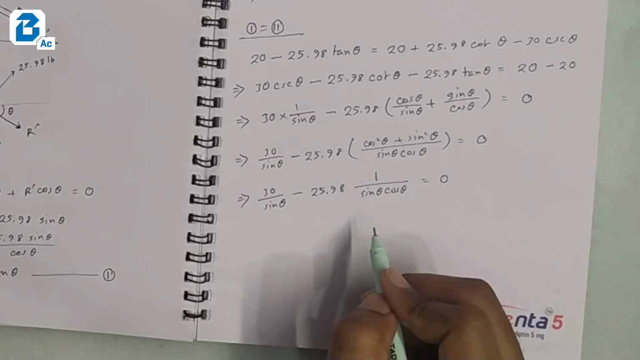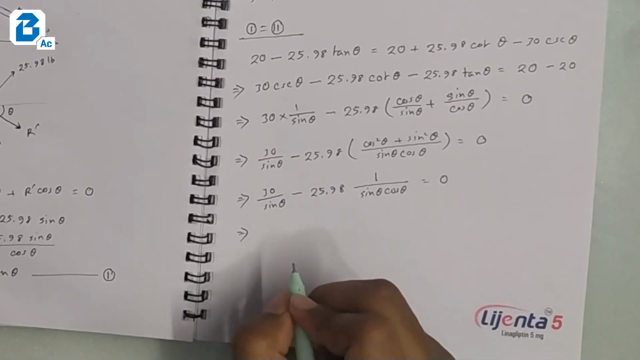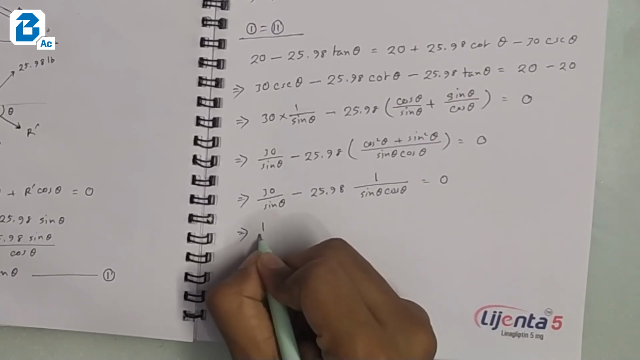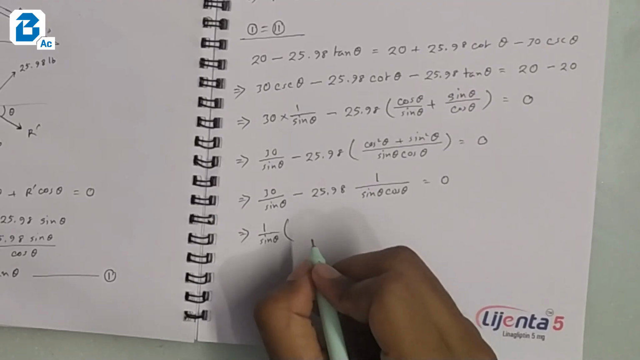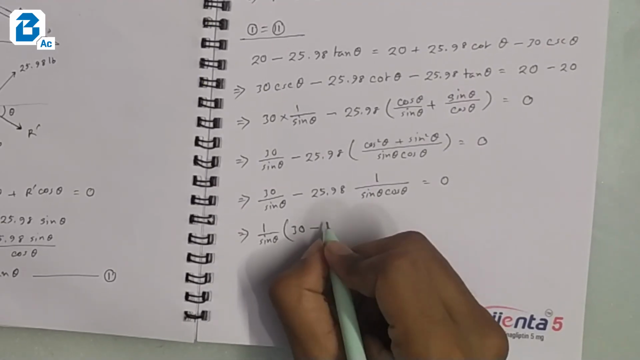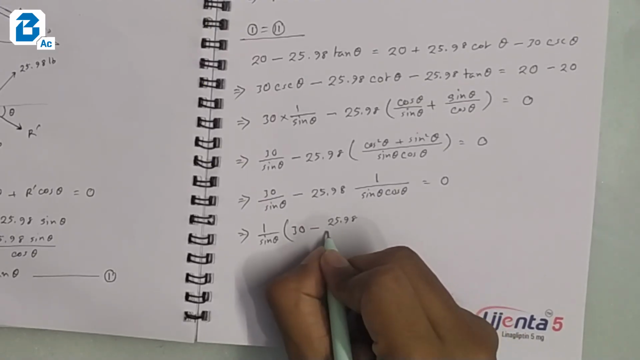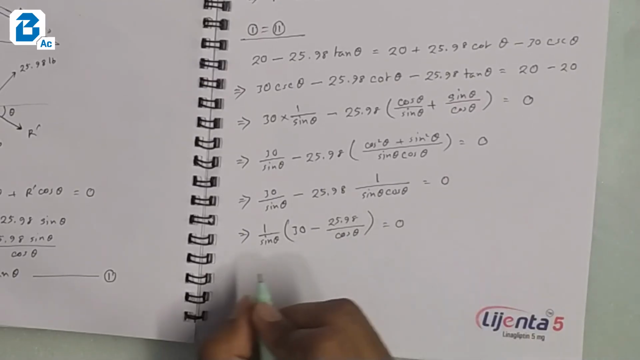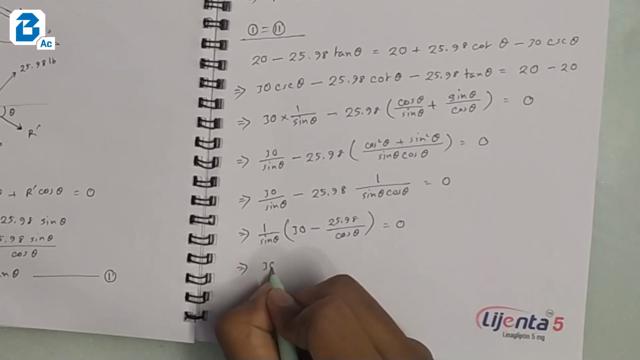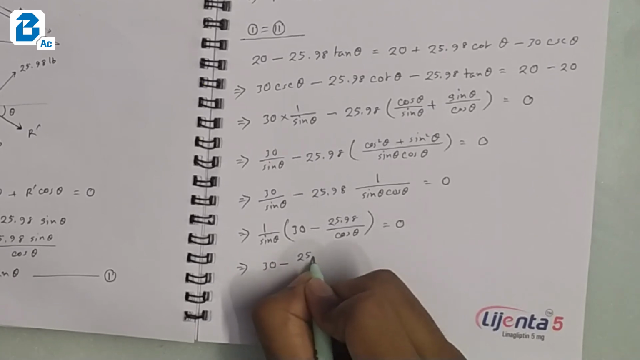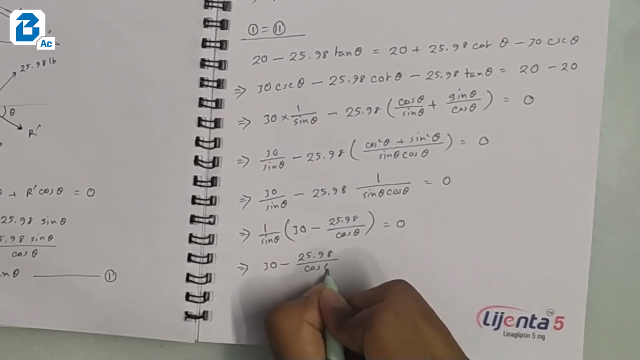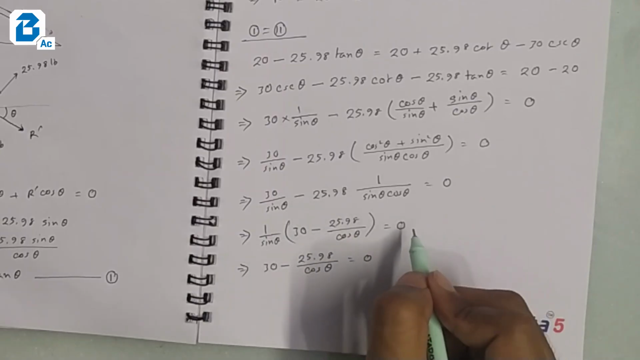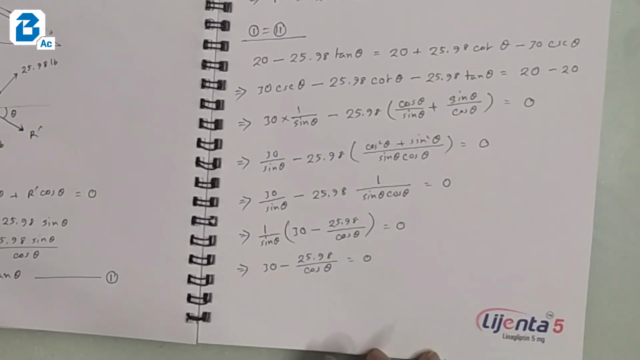Here we get this type of situation, and then we can do it like this. If we take 1 by sin theta as common, we get 1 by sin theta into 30 minus 25.98 divided by cos theta equals 0, or we can write 30 minus 25.98 by cos theta equals 0, as if we send the sine theta to the other side, it will be multiplied with the 0 and the result would be 0.